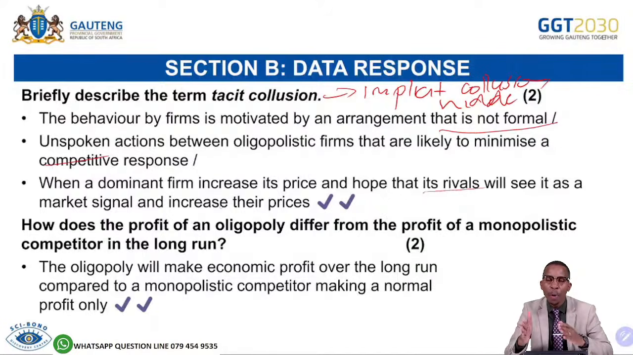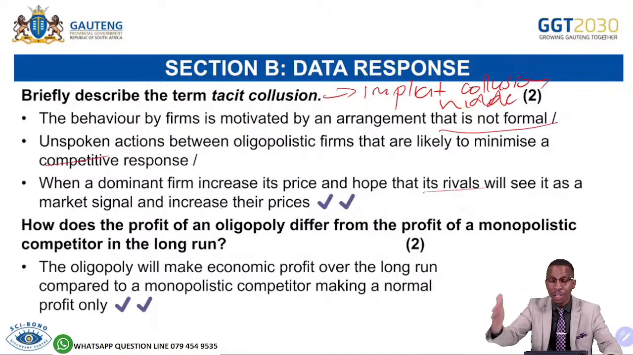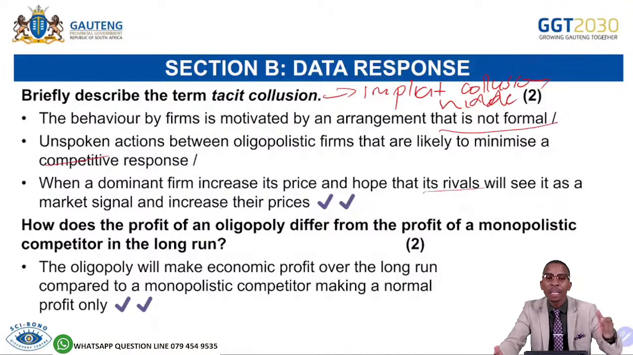Remember, we have the opposite of that, which is regarded as explicit collusion, which refers to the formal agreement between firms within the same industry where they meet to discuss price fixing and production techniques.